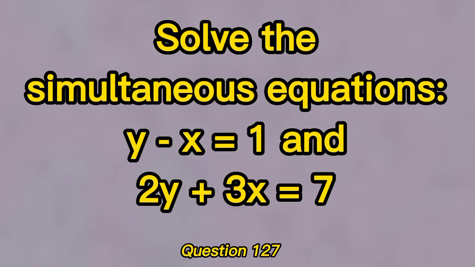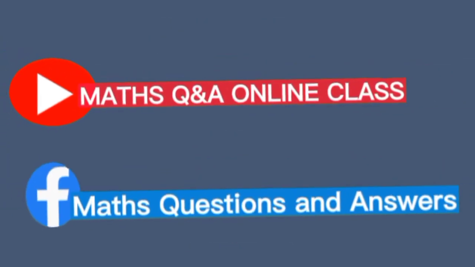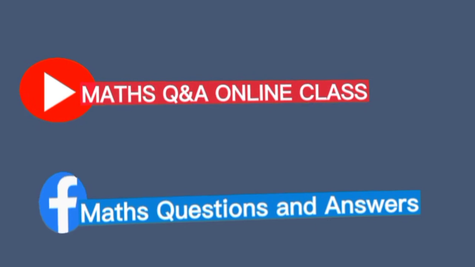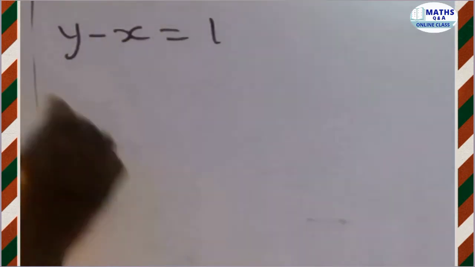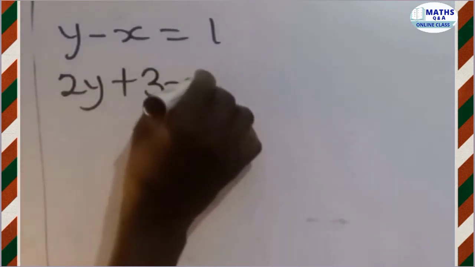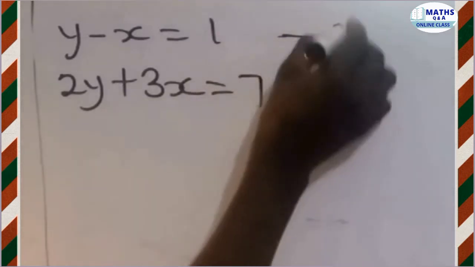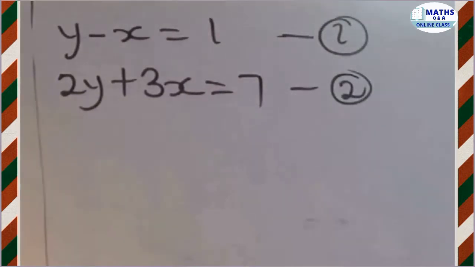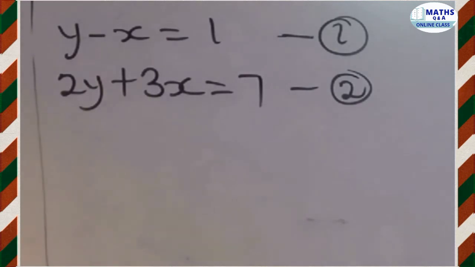Solve the simultaneous equations y minus x equal to 1 and 2y plus 3x equal to 7. Now we are given the equations y minus x equal to 1, and another equation 2y plus 3x equal to 7. Let's take this as equation 1 and this as equation 2. We have to find the values for x and y in this simultaneous equation.